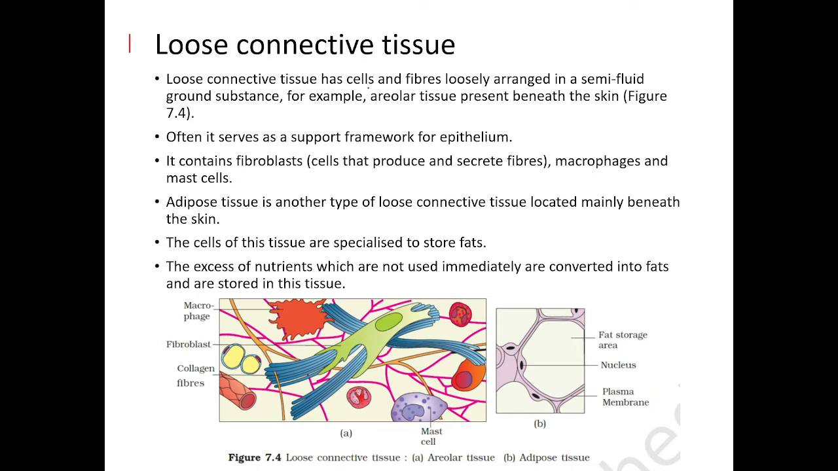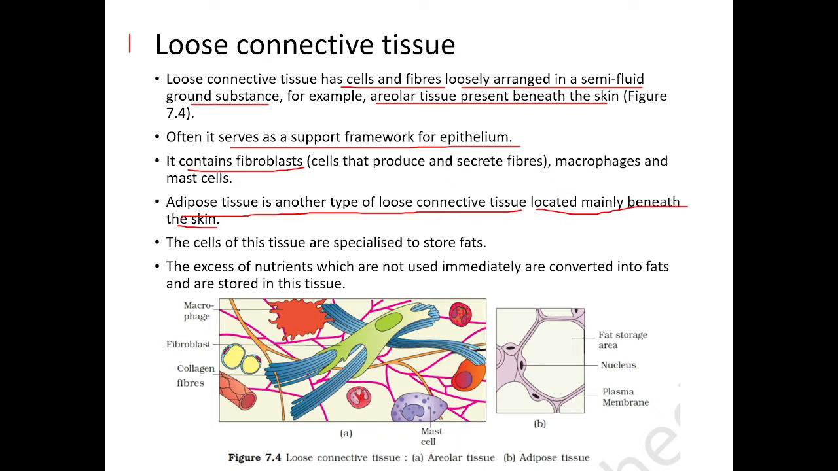Loose connective tissue has cells and fibers loosely arranged in semi-fluid ground substance. For example, take areolar tissue present beneath the skin. This is the figure of how exactly these areolar cells look. Often it serves as a support framework for epithelium. It contains fibroblasts. Adipose tissue is another type of loose connective tissue located mainly beneath the skin. The cells of this tissue are specialized to store fats. The excess nutrients which are not used immediately are converted into fat and stored in this tissue.